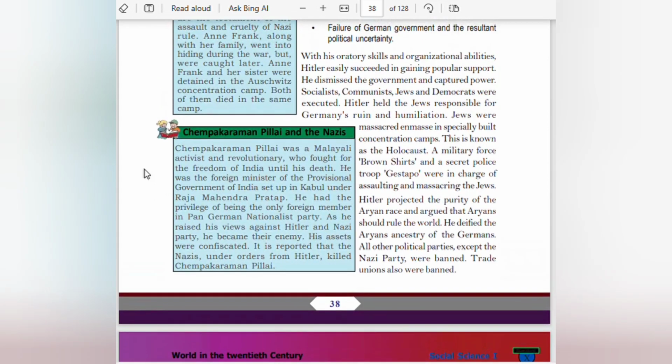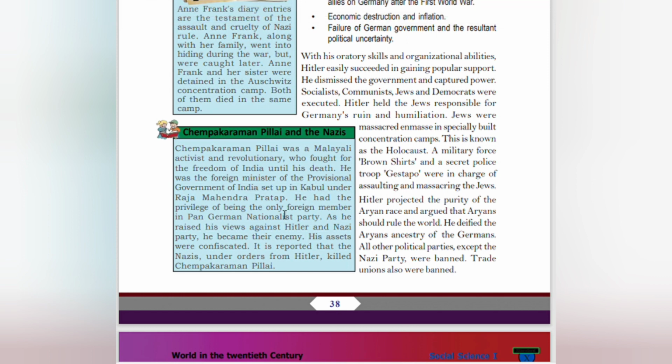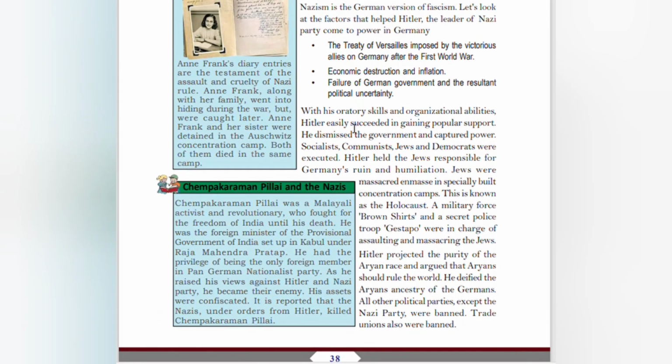Champakaraman Pillai was a Malayali activist and revolutionary who fought for the freedom of India until his death. He was the foreign minister of the provisional government of India set up in Kabul under Raja Mahendra Pratap. He had the privilege of being the only foreign member in the Pan-German Nationalist Party. As he raised his views against Hitler and the Nazi Party, he became their enemy. His assets were confiscated. It is reported that the Nazis, under orders from Hitler, killed Champakaraman Pillai.